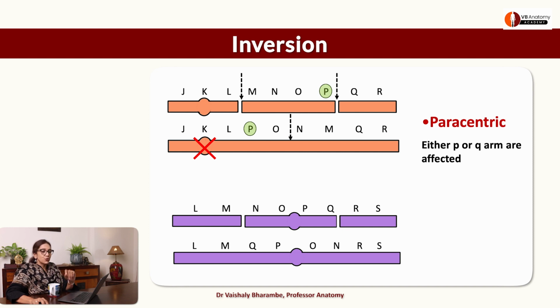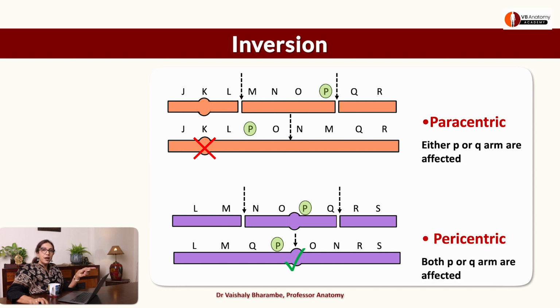Fine. Let's take another situation where again there are two breaks, but they are on either side of the centromere. Again the chromosomal bit rotates. It gets inserted in the same place, but again the order of the genes is affected. Because this is on either side of the centromere, it is called pericentric. Both P arm and Q arm are affected. Got it? So inversions are of two types: paracentric and pericentric. In paracentric, either P or Q is affected. In pericentric, both P and Q are affected.